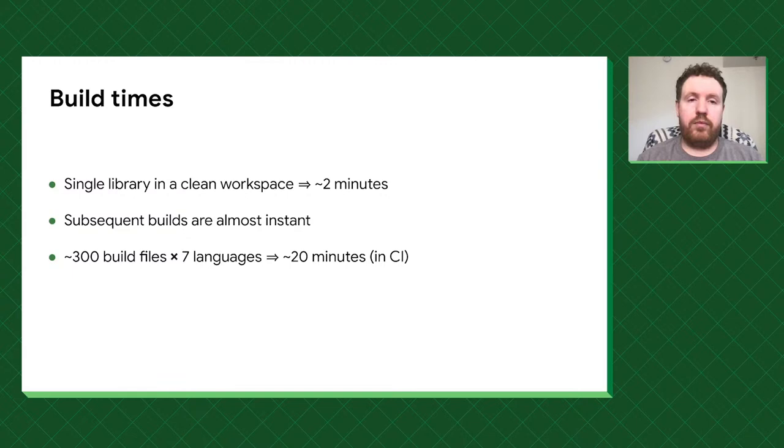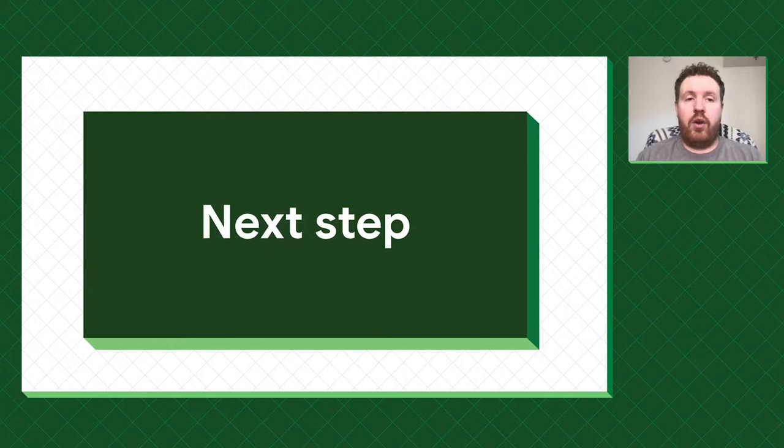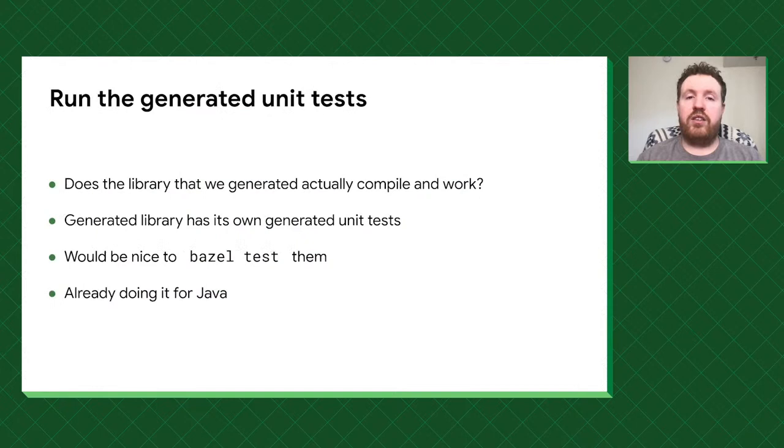Now let me talk briefly about our next task that we are working on. A big improvement to our workflow will be to compile the generated client library code and run the generated unit tests right after the build. So you could say a Bazel test and immediately test the generated library. We already have this for Java, but not for other languages at this time. So we are working on adding that. So currently, we run the unit tests for the generated code separately in continuous integration, and moving this step to Bazel will simplify our workflow even further.